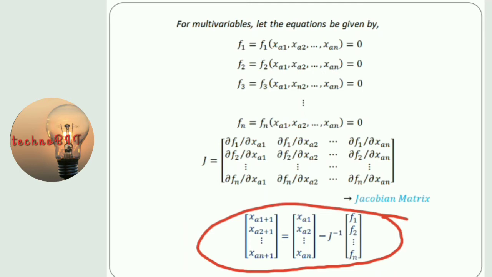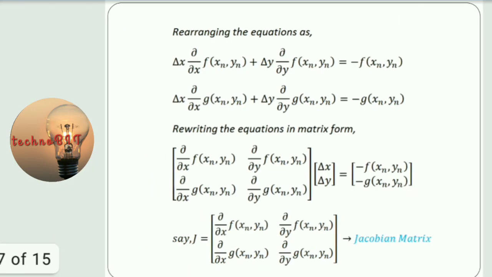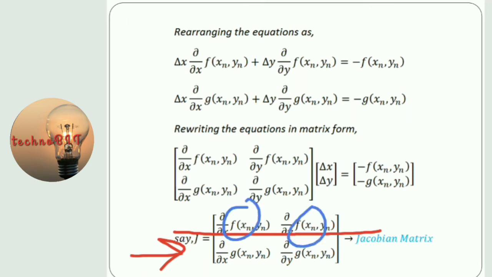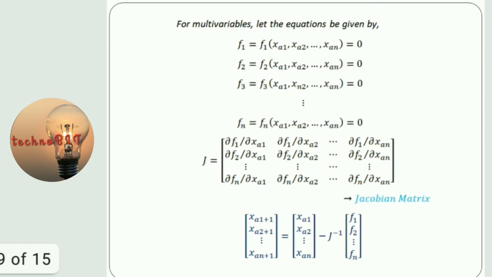You can see the Jacobian matrix for the previous case. Here you can see the first row is representing the first function. What is my first function? That is f. And the second row represents what? The second row represents the second function, that is my g function. So here also, for the multivariable function, the first row represents the first function, that is f1, the second row represents the second function f2, and the last row represents the last function, that is fn.